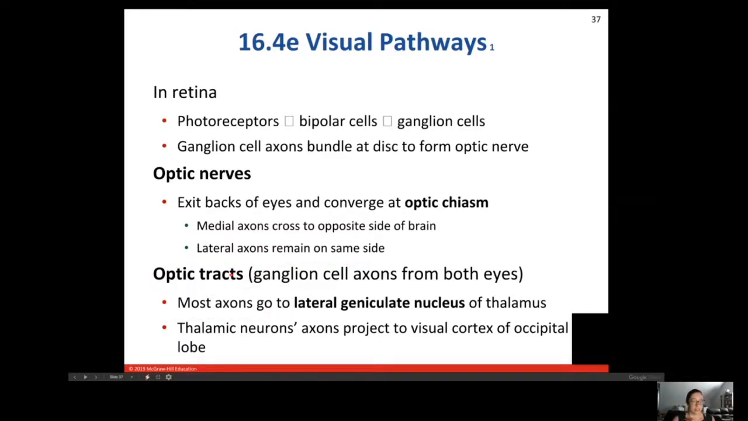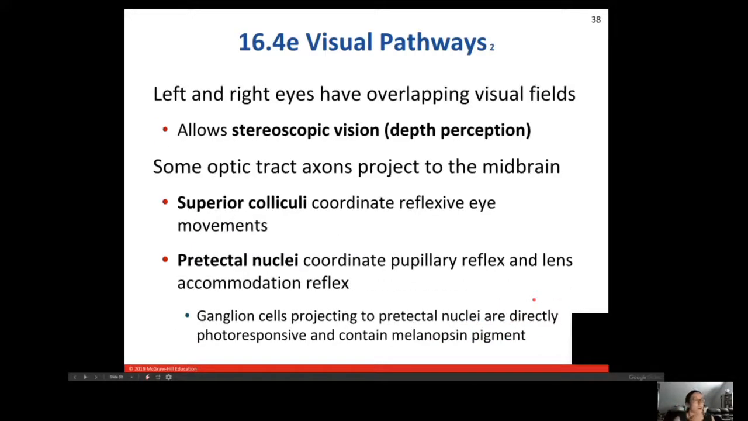So the optic tracts are now in the central nervous system. They kind of go back around the brain. Most axons are going to go to the lateral geniculate nucleus of the thalamus, and then that's going to go to the visual cortex in the occipital lobe. Remember, the thalamus is that sensory sorting area, so lots of things go there first. Some of them project to the midbrain, though. Some of them go to the superior colliculi.